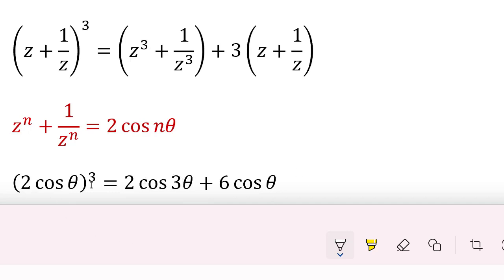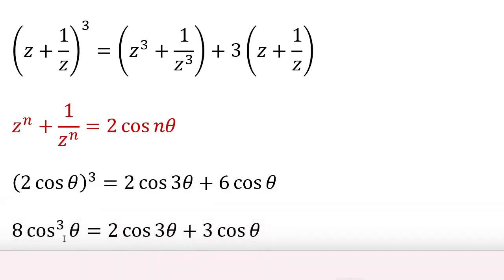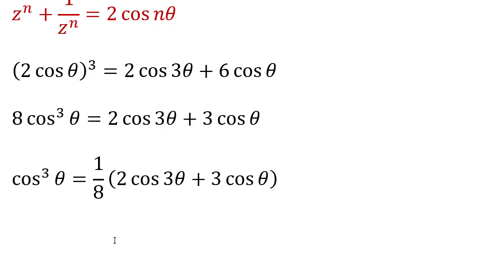And I have this on the left-hand side, which I'm going to multiply out, 8 cos cubed theta. And it means we end up with an expression for cos cubed theta in terms of cos theta and cos 3 theta, which means we could integrate cos cubed theta. There's better ways of integrating cos cubed theta. How would you do it?